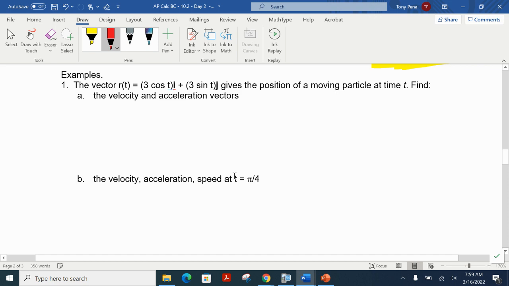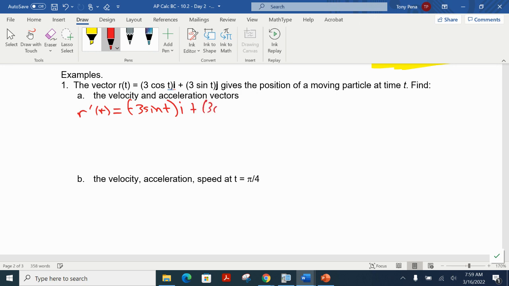Number one, pretty straightforward. I give you a position vector, which gives the position of a moving particle at time t, and we want to find the velocity and acceleration vectors. So when we do this, I'm going to say r primed of t, and then we're just going to find our derivatives. This will be negative 3 sine of t, and that's our i rate of change, and then 3 cosine of t. That's the rate of change for j. If we want the acceleration vector, we're just taking one more derivative: negative 3 cosine of t as our i position, and negative 3 sine of t as our j. That's it.